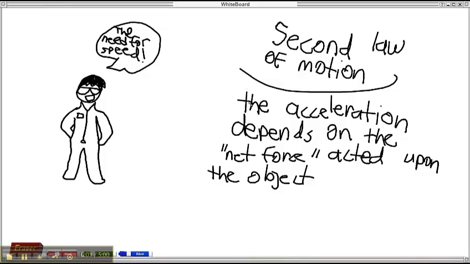Well, the second law of motion is more on the specifics of the equation. Force equals mass times acceleration, as I explained earlier. The second law states that the acceleration depends on the net force acted upon the object. And then this is my little drawing of Tom Cruise saying the need for speed.